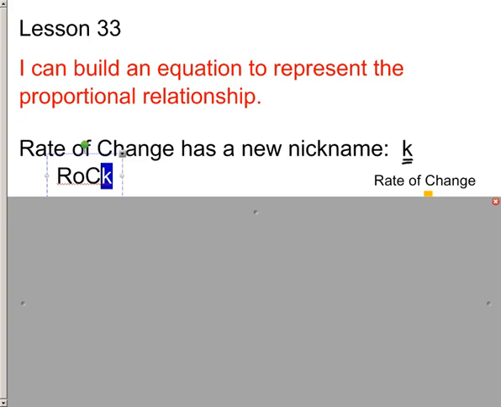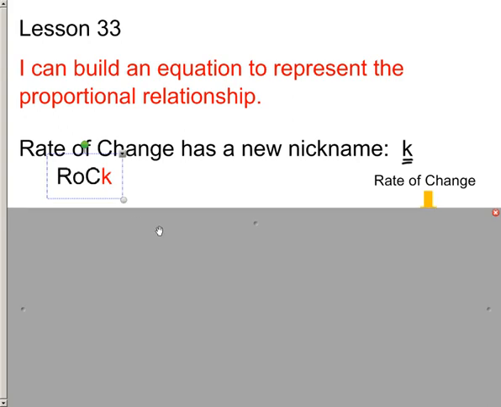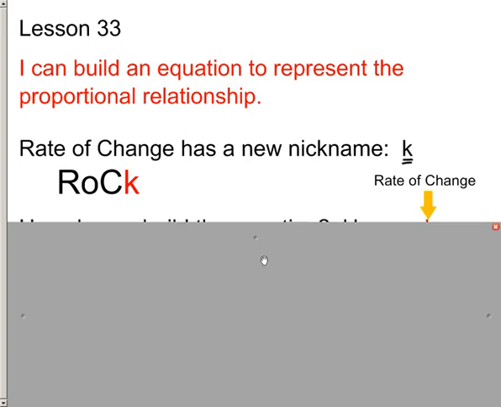And suddenly I went, you know what? You're absolutely right. I can use that as a memory tool. So the rate of change, we know it as rock, and you spell rock R-O-C-K, and we were using the R-O-C to stand for the rate of change. Well, the nickname for the rock is K. The nickname for rate of change is K. So it makes this a lot easier.